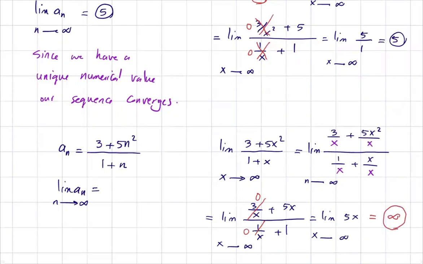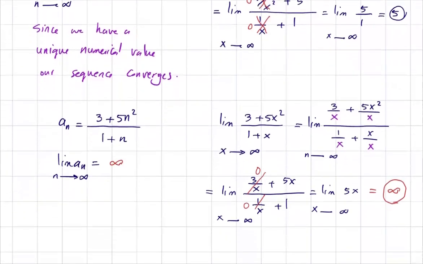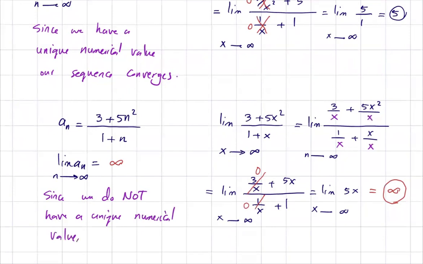So what's the meaning of that? It means that you have a divergent sequence, since we do not have a unique numerical value. The sequence diverges.